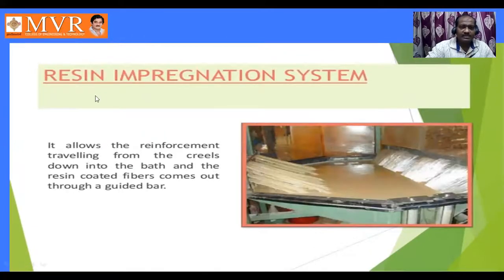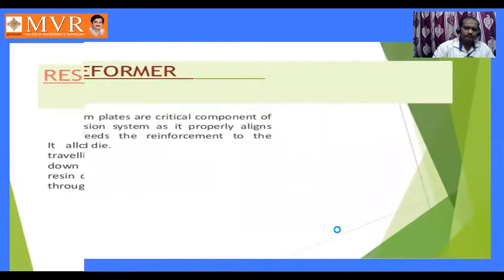Next, the resin impregnation system. Whatever fibers are there are going to be dipped in this one. I think you can clearly visualize. We are going to dip it here, thereby the fibers are in contact with the resin material. It allows the reinforcement traveling from the serials down into the bath, and the resin-coated fibers come out through the guide bar. So here we pass it, and it is guided to the guide bar and passed on.